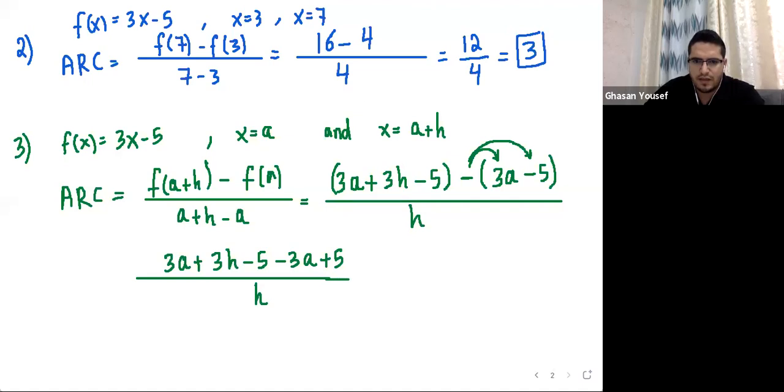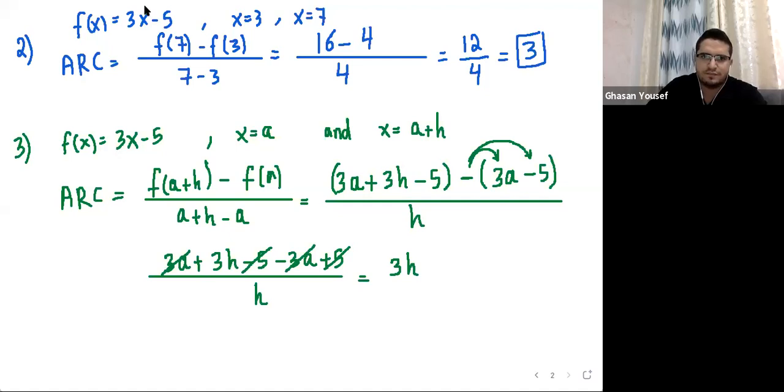Now, in this question, we can simplify it more and more. Look, 3a minus 3a, they cancel out. We have here minus 5 and 5, we cancel them out. Now what do I get? I get 3h over h. And what is the answer? Exactly, it is 3.